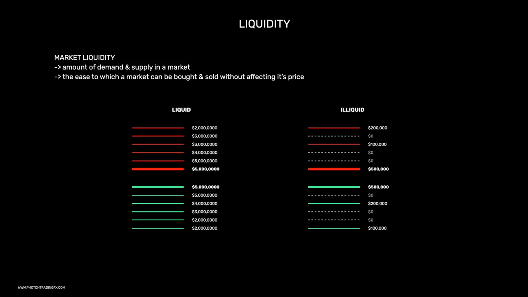So that diagram on the right, you can see some of those gray dotted lines just to show that there's no volume at that price level. There's no one with an order there. No one wants to sell or buy at those gray dotted lines. And you can see the numbers, so 500,000 is a lot lower than 5 million, right? So there's a lot less supply and demand in that market.